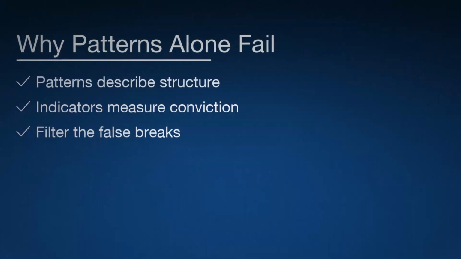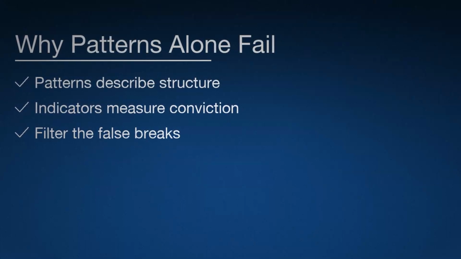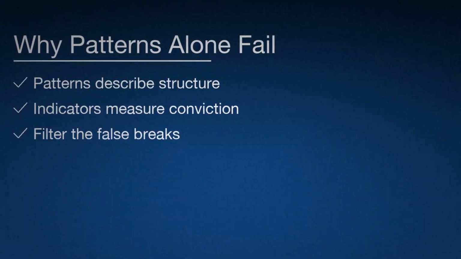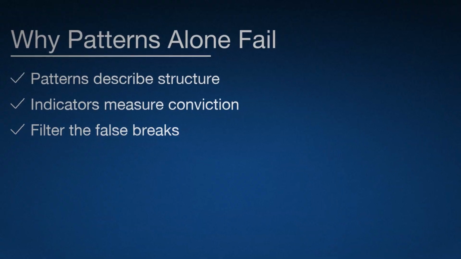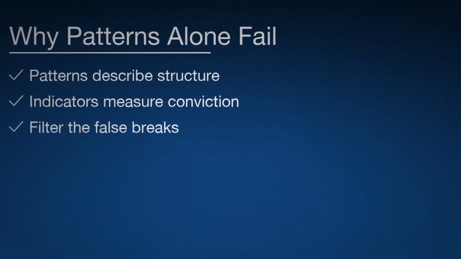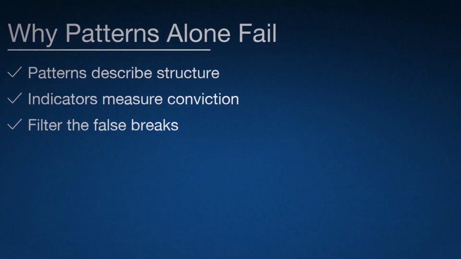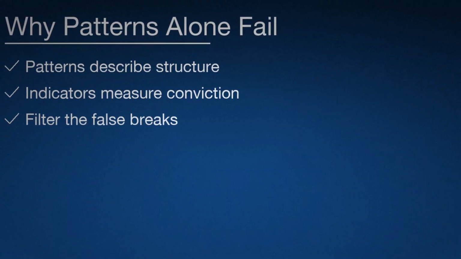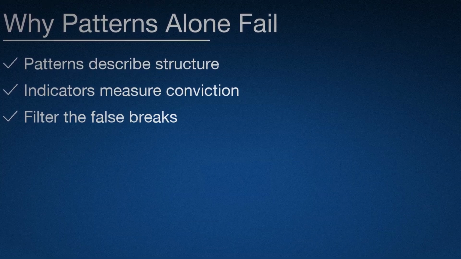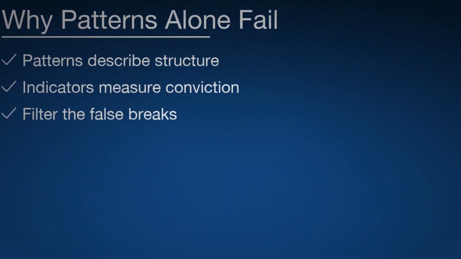Every trader has watched a textbook head and shoulders break down, only to reverse and stop them out. Chart patterns describe structure, but they do not measure conviction. Today, we layer indicators on top of patterns to separate the real moves from the traps. We will cover volume, momentum, volatility, and trend filters, and finish with a worked example on real price action.